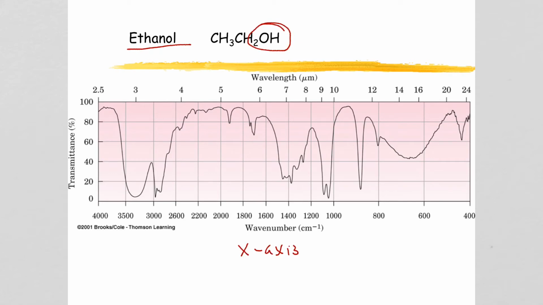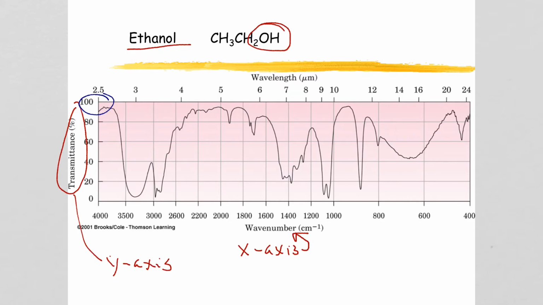And the x-axis here is the wave numbers. And the y-axis is something called percent transmittance. So when the infrared radiation is passed through the sample, if the percent transmittance is close to 100%, that means that the sample is not absorbing any infrared radiation or very little infrared radiation at that frequency of light.